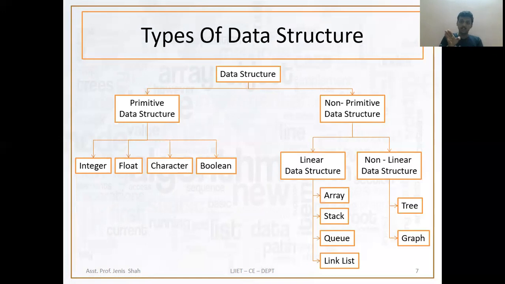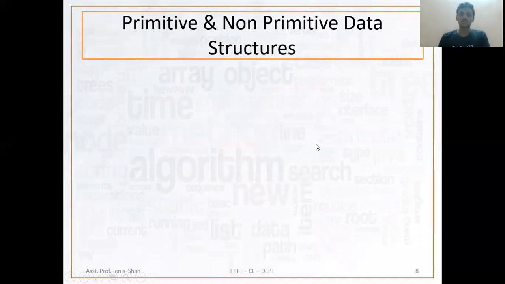On the other hand, the non-primitive data structure is divided into two parts: one is linear, the second is non-linear. In linear, examples are array, stack, queue, and linked list. In non-linear, tree and graph. In our subject, we are going to study each and every data structure in detail. Now next, primitive and non-primitive data structures.